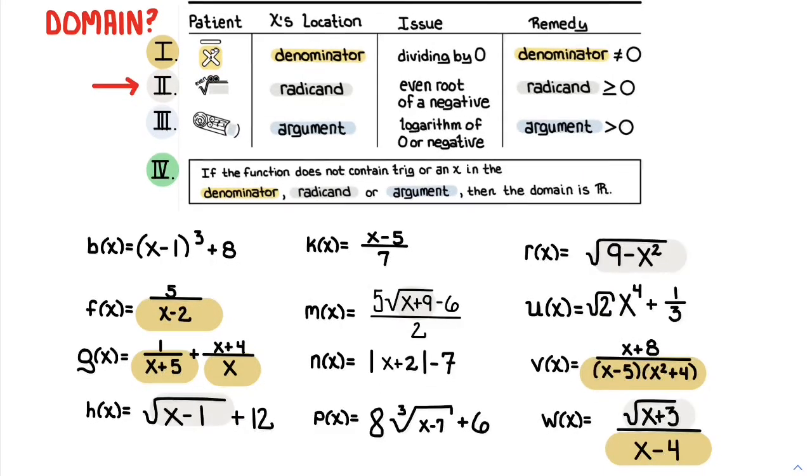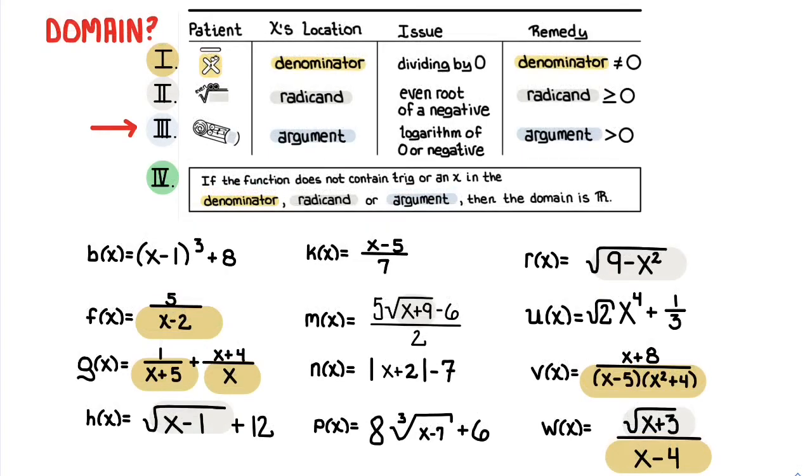Then we see that w of x does have an x underneath the even root. Not only does w of x have an x underneath the even root, it also has an x in the denominator. So w of x actually has 2 domain issues.